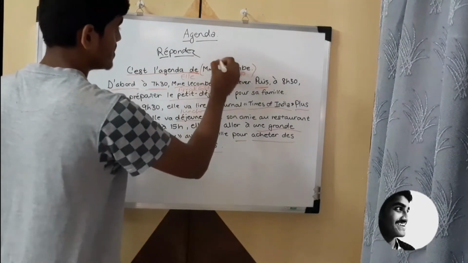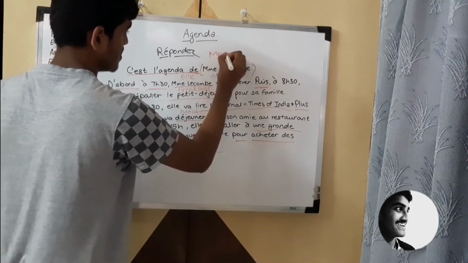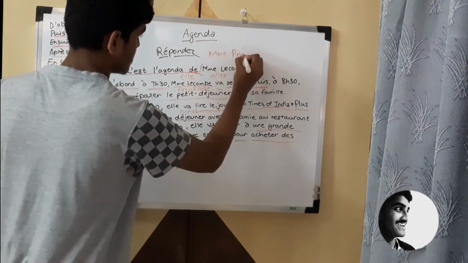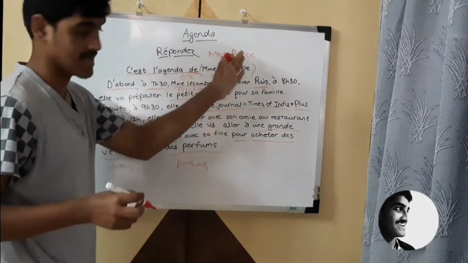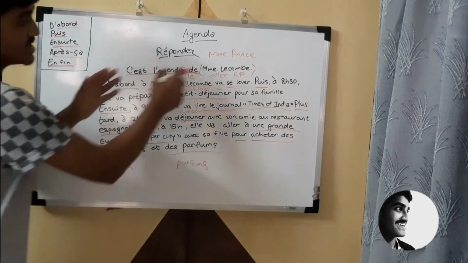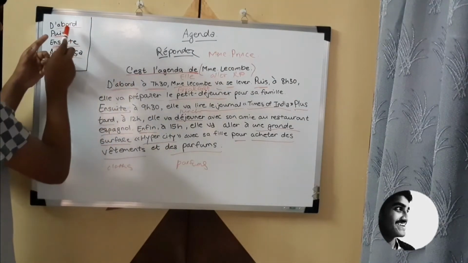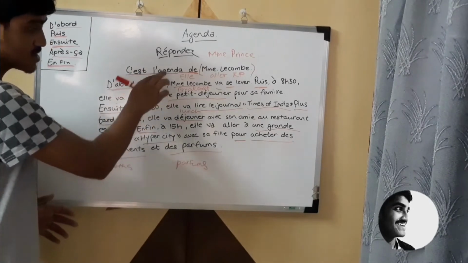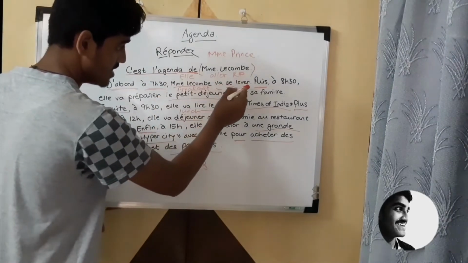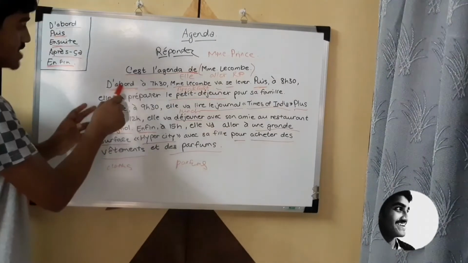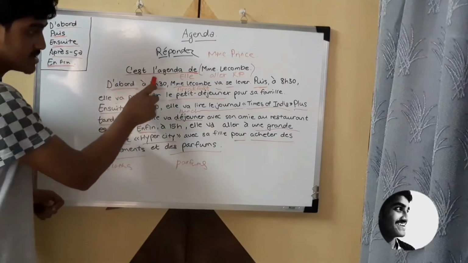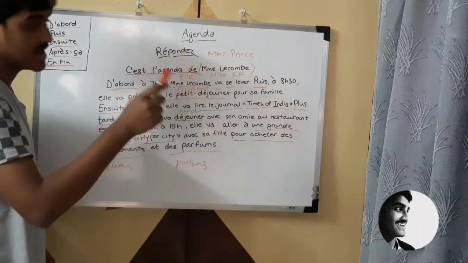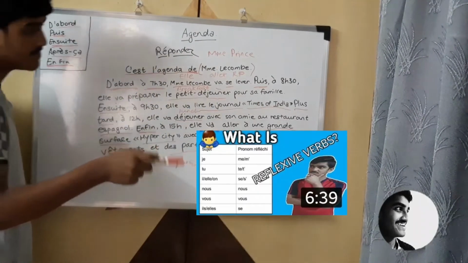So if it is written Madame Prince, you should write Madame Prince, not Madame Nikon. After writing this line, start the connectors. Write the connector d'abord, at 7:30, Madame Nikon va se lever. Lever means to get up, and it's a reflexive pronoun. I did a video on reflexive pronouns; you can search for it over here and see the video.